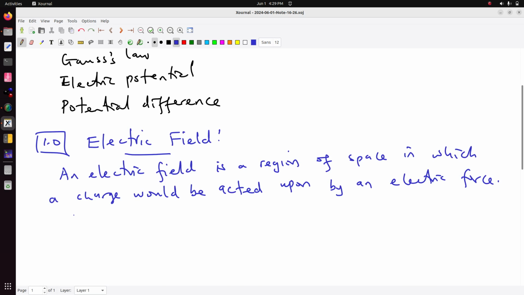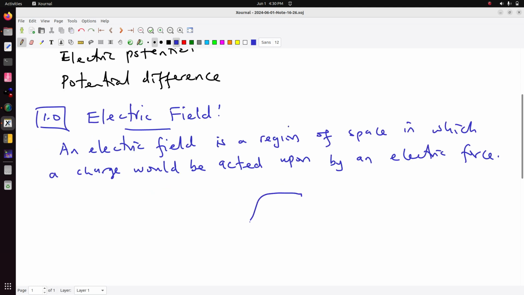What is an electric field? An electric field is a region of space in which a charge will experience an electric force. Okay, so it's a region. So let's say this is the region. Within this region, any charge will experience an electric force. But outside the region, the charge will not experience any electric force. So that is an electric field.